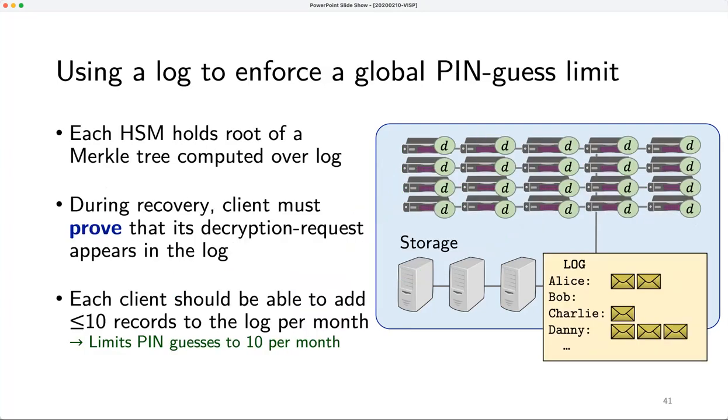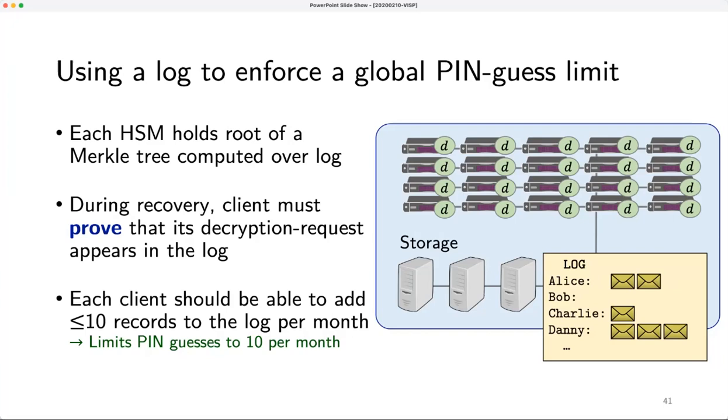So what we do instead is we have a log that's stored on the data center, and each HSM holds the root of a Merkle tree computed over this log. The log is the username and the ciphertext that each user asks the HSMs to decrypt. Each HSM in steady state holds a Merkle digest over this entire log data structure. During recovery, we require the client to prove to the HSMs it's talking to that its decryption request appears in the log. So the client has to log its decryption request first and then go to the HSMs and ask them to decrypt this thing.